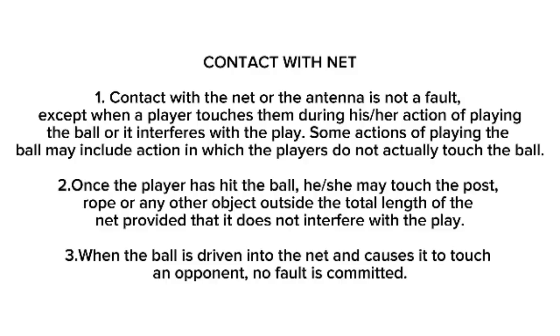Next is contact with the net. Number 1. Contact with the net or antenna is not a fault, except when a player touches them during his or her action of playing the ball or it interferes with the play. Some actions of playing the ball may include actions in which the players do not actually touch the ball. Number 2. Once the player has hit the ball, he or she may touch the post, rope, or any other object outside the total length of the net provided that it does not interfere with the play. Number 3. When the ball is driven into the net and causes it to touch an opponent, no fault is committed.